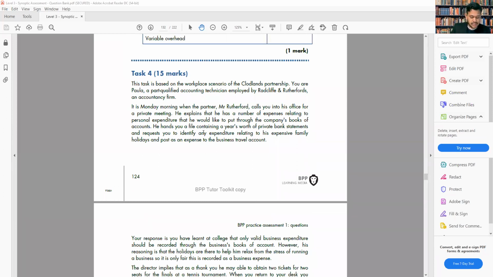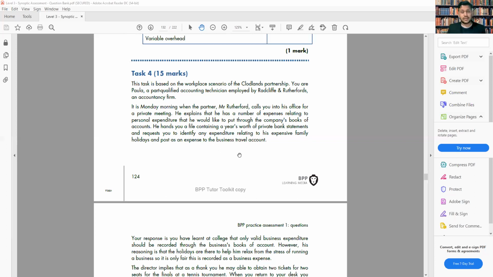Let's read this one. The first thing we have here, this task is based on the workplace scenario of Code Land partnership. You are Paula, a part qualified accounting technician employed by R&R, an accountancy firm. It is a Monday morning when the partner Mr. Rutherford calls you into his office for a private meeting. He explains that he has a number of expenses relating to personal expenditures that he would like to put through the company book of accounts. He hands you a file containing a year's worth of private bank statements and requests you to identify any expenditure relating to his expensive family holiday and post it as an expense to the business travel account.